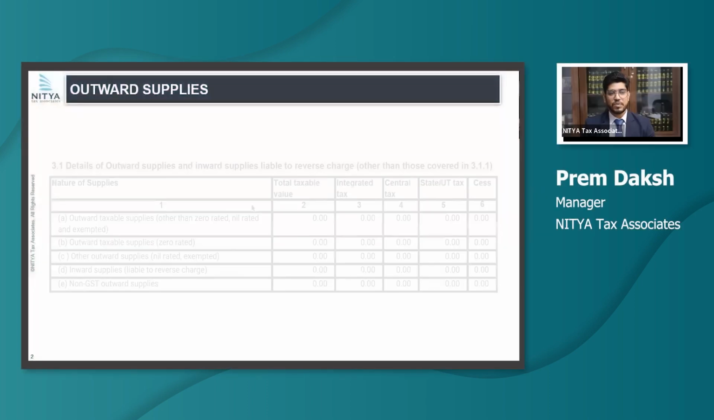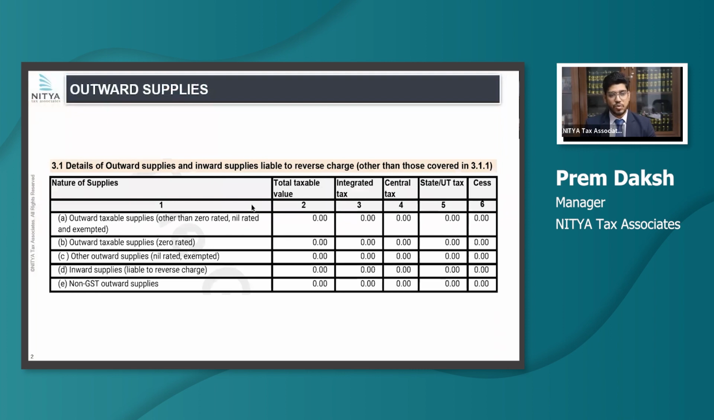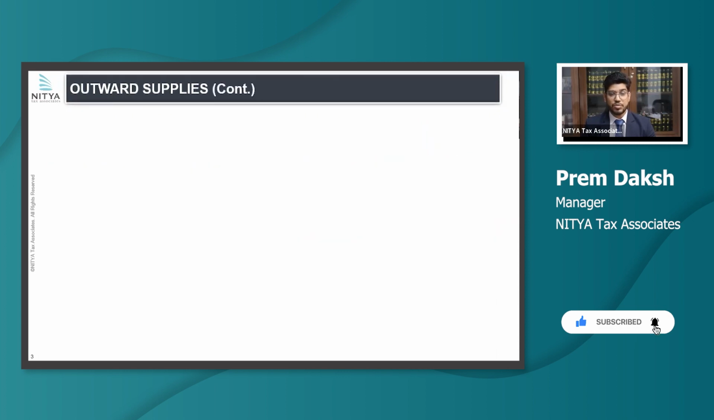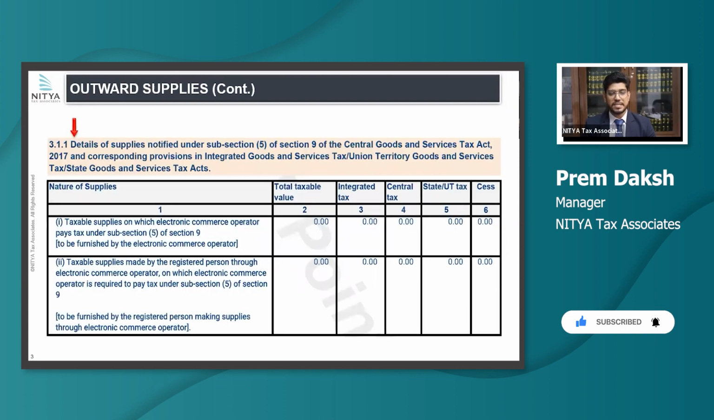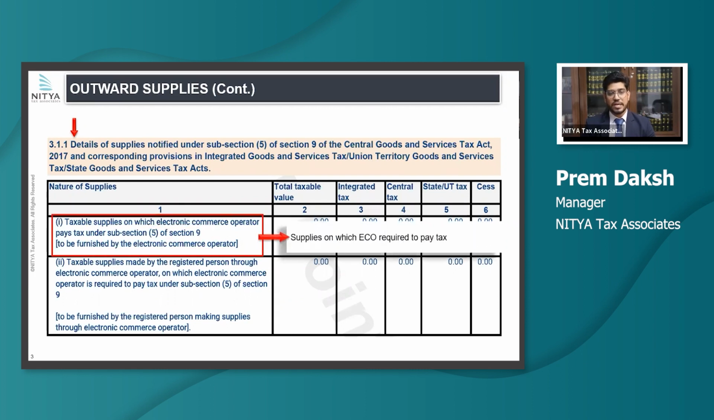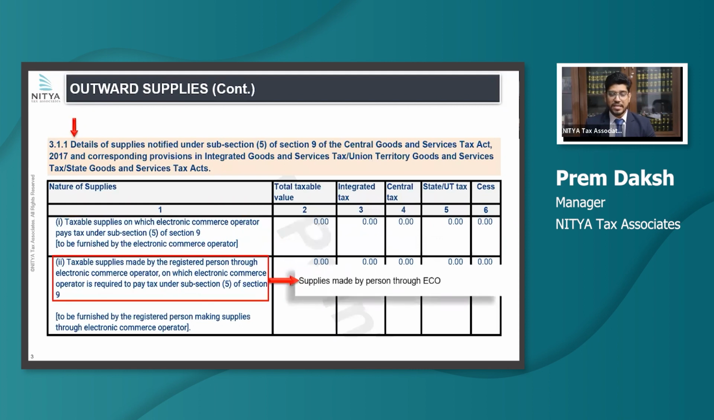Outward supply is reported in table 3.1. There is no change in the table except supplies made by the ECO and supplies made through ECO need not be reported in this table anymore. For supplies made by ECO and supplies made through ECO, a new table has been inserted, that is 3.1.1. Here, in the first row, taxable supply needs to be reported by ECO on which ECO is required to pay tax separately. And in the second row, supplies which are made by the registered person through ECO are to be reported here.